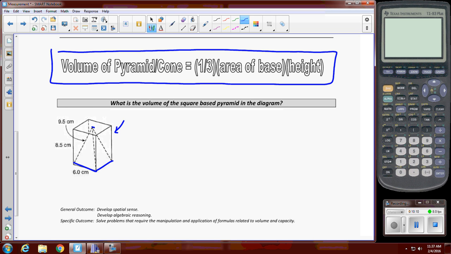So first off, let's just say if I want to find the volume of the square-based pyramid in this diagram, they're showing us that it fits inside this rectangular prism. So any prism is just area of the base times its height. But now since we're talking about the pyramid, we need to multiply this by 1/3.